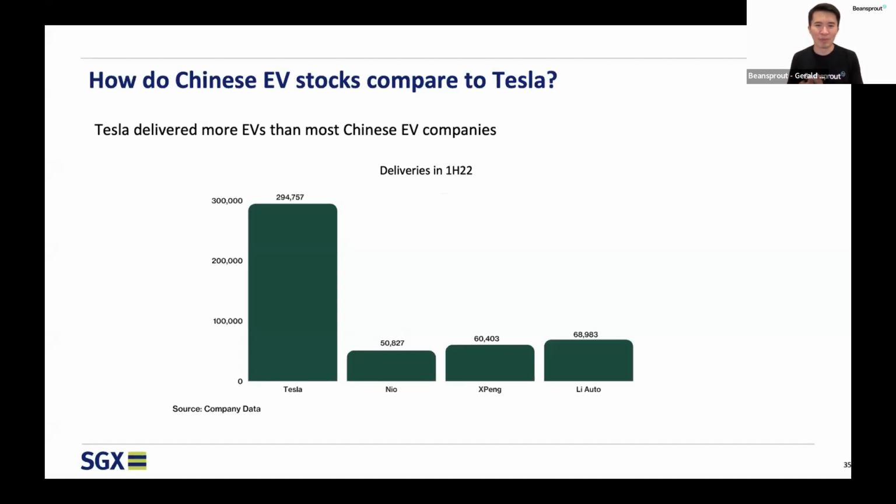I know some of you are familiar with BYD, but we didn't put it in today's presentation because of the fact that it's listed in China. It might be harder to get exposure to BYD. So we are discussing mainly the likes of NIO, Xpeng, and Li Auto. Effectively, the deliveries by Tesla far exceed that of the 3 companies that we look at, and that has also enabled them to get more significant scale compared to the 3 EV manufacturers that we are looking at here.